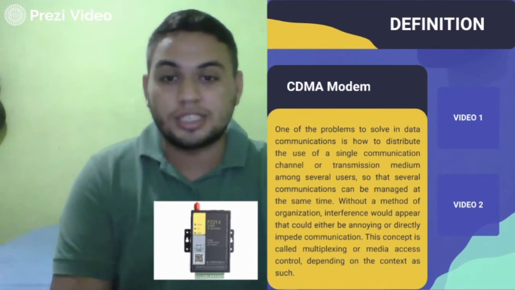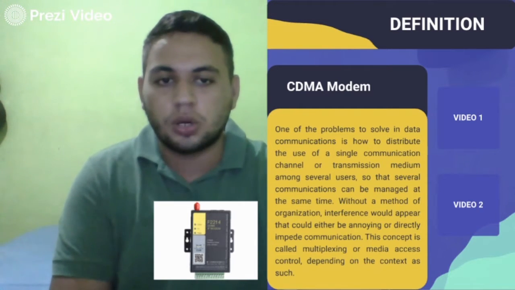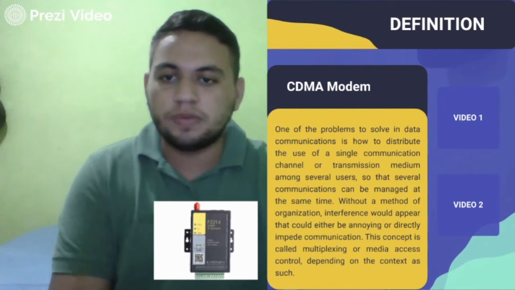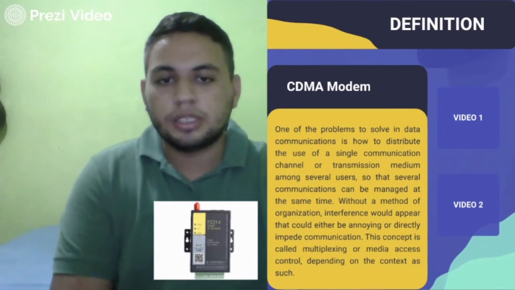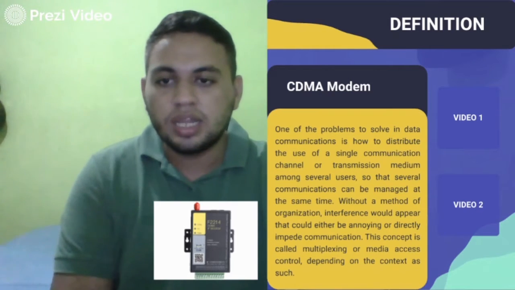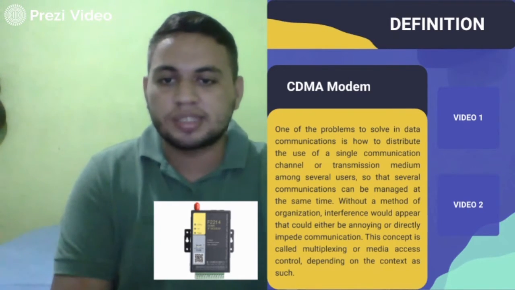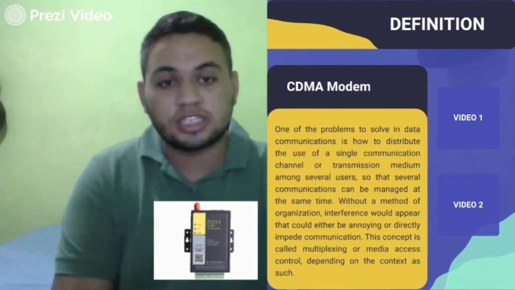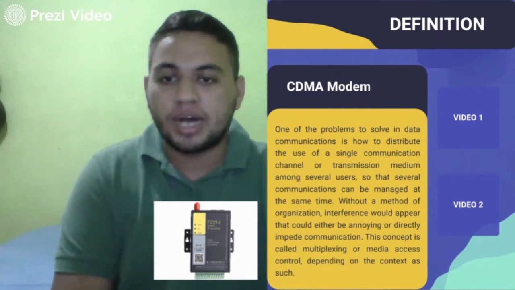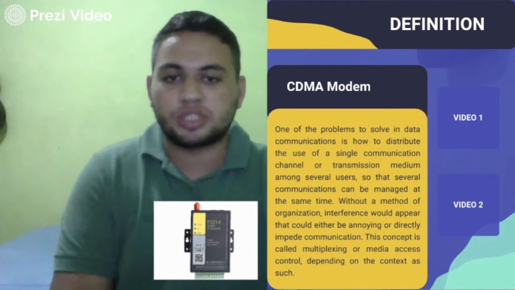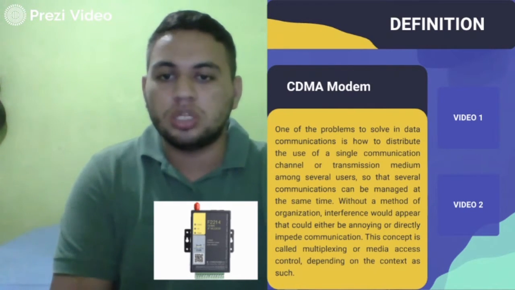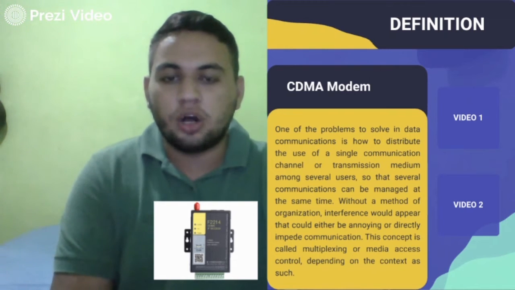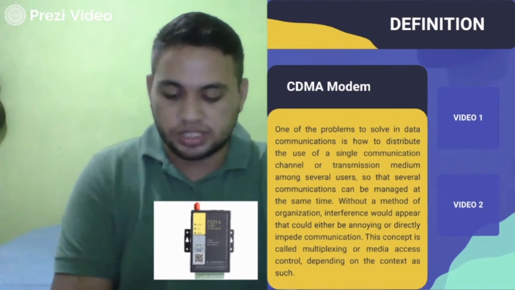CDMA uses spread spectrum technology and a special coding scheme, by which every transmitter is assigned a unique code chosen so that it is orthogonal with respect to the rest. The receiver captures the signal emitted by all the transmitters at the same time. But thanks to the smart coding, you can select the signal of interest if you know the code used, despite the fact that all the signals share the same frequency.